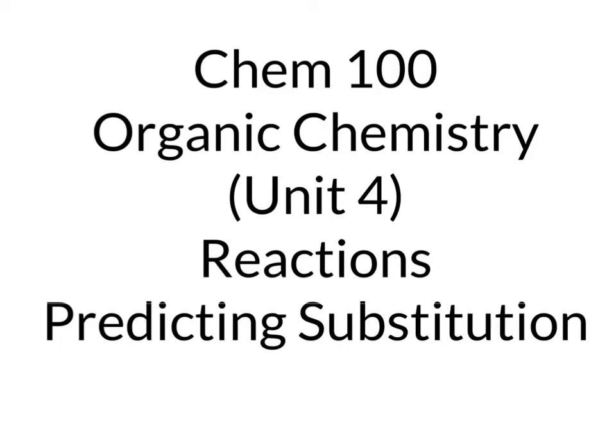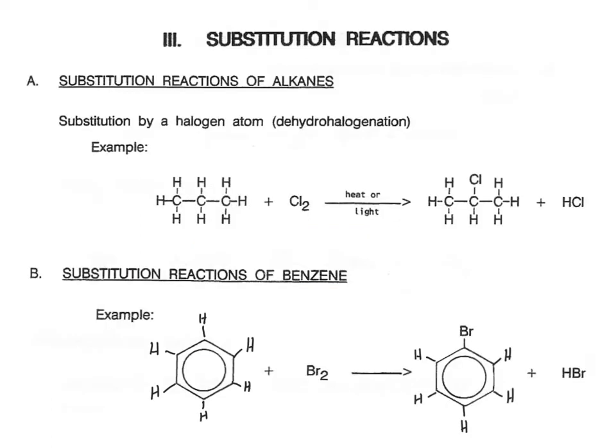Going to continue on with the different types of reactions. We're going to predict substitution reactions. Now let's focus on substitution reactions. Substitution reactions do, as their name says, a substitution. In this case, we're going to be putting in a halogen to replace a hydrogen.